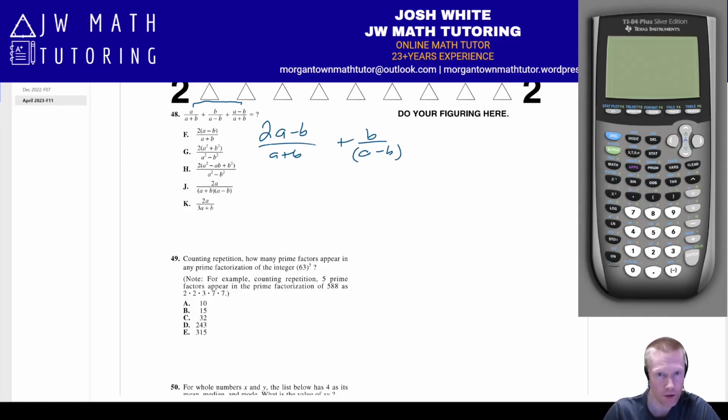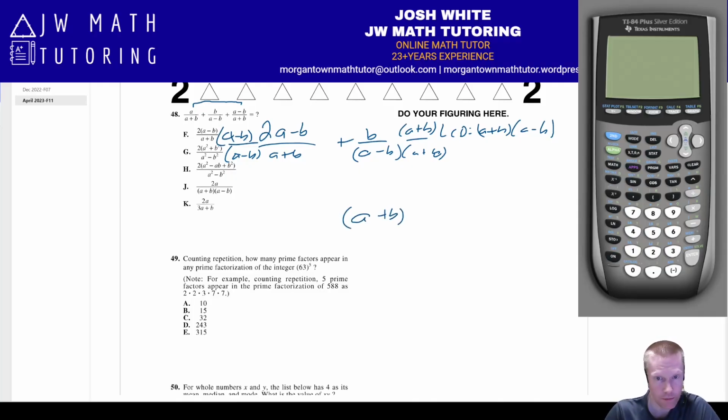And then the next step, you have to get the common denominator, which is just a plus b, a minus b. So we have to multiply both the right one, a plus b over a plus b. The left one, we're missing an a minus b over a minus b. Now, so the denominator is going to be a plus b, a minus b, or you could also just write that as a squared minus b squared.